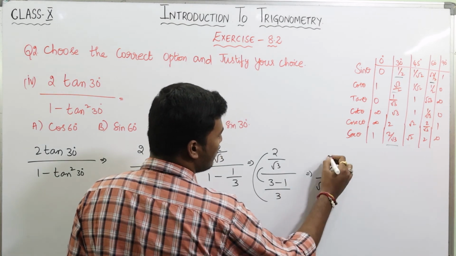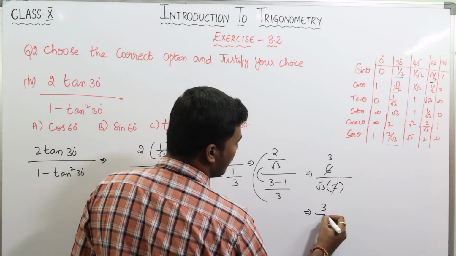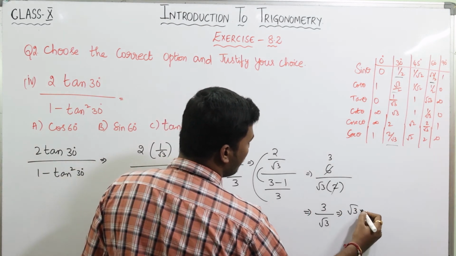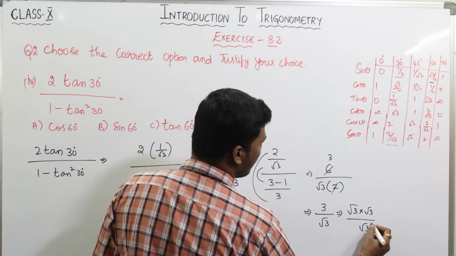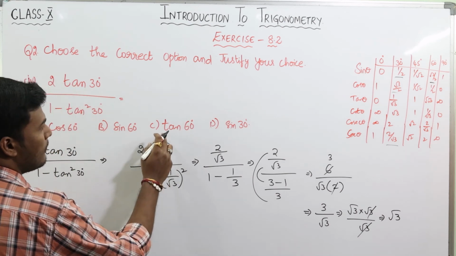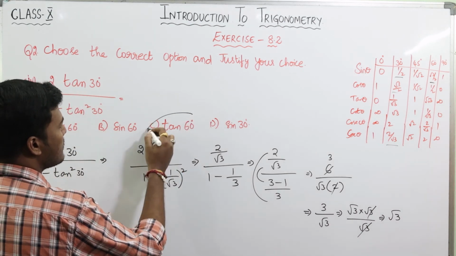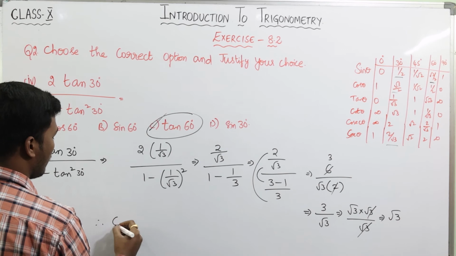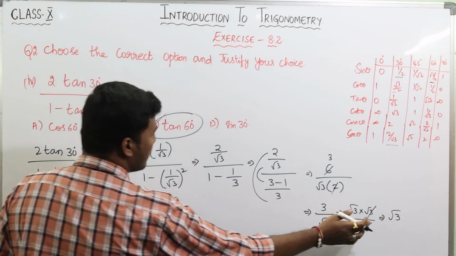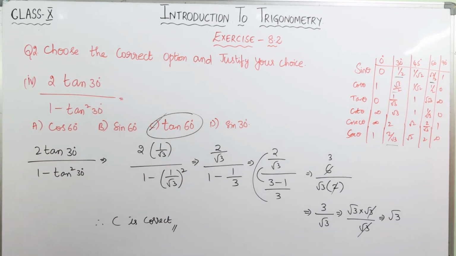Again, 2 1s are 2, 3s are 3. You are left with 3 by root 3. You can write this 3 as root 3 into root 3 by root 3. Root 3 gets cancelled. You are left with root 3. So which one will satisfy the root 3 value? Tan 60 degrees is root 3. So therefore C is correct, because root 3 is nothing but tan 60 is also root 3.